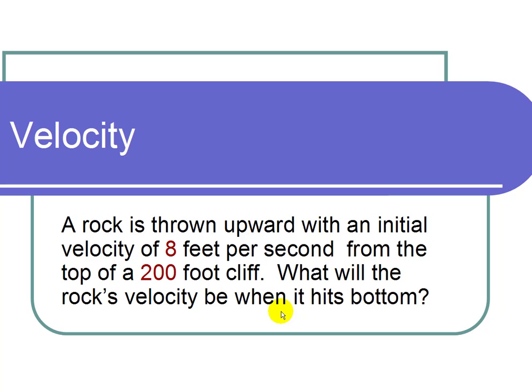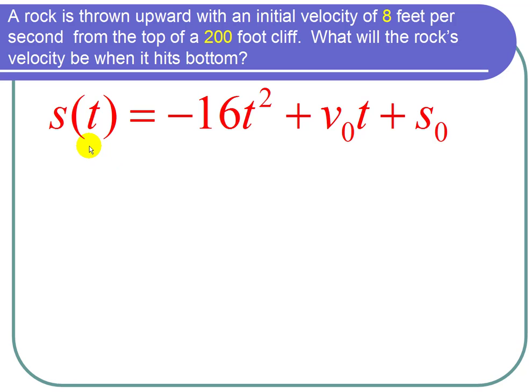So what we have here is a position and velocity question. And when we have such a question, we use a big formula that says the position, which I'll call S of t, is equal to negative 16t squared plus v naught t plus s naught, where v naught is the initial velocity and s naught is the initial position. Here I'm using negative 16 because our units are in feet. Had it been in meters and seconds, we would use negative 4.9.